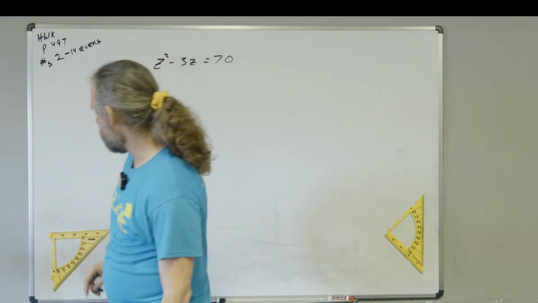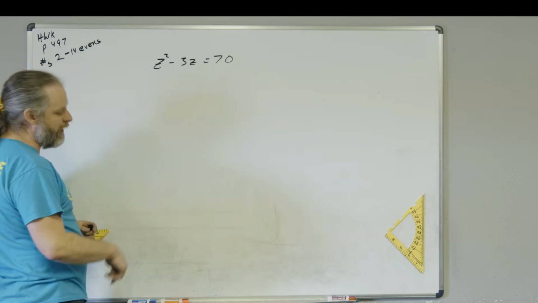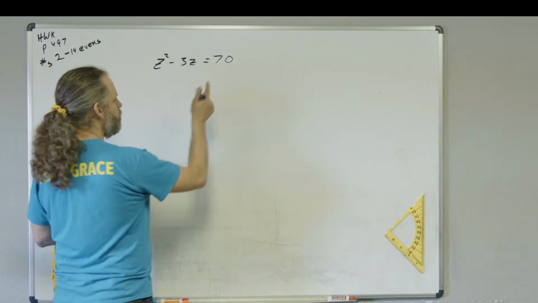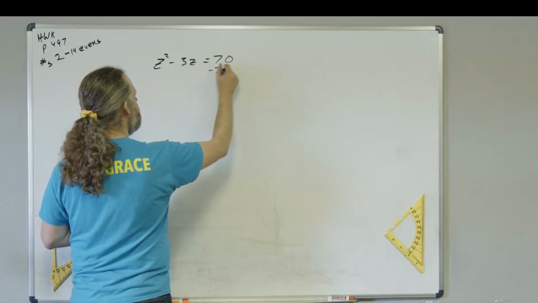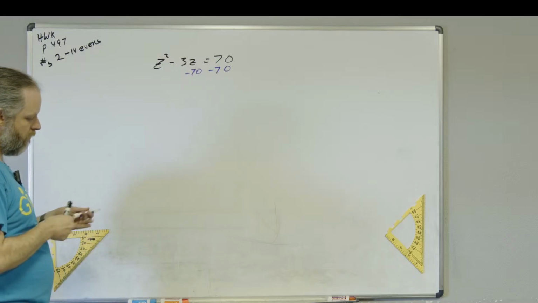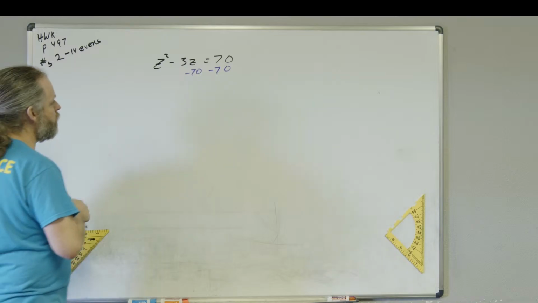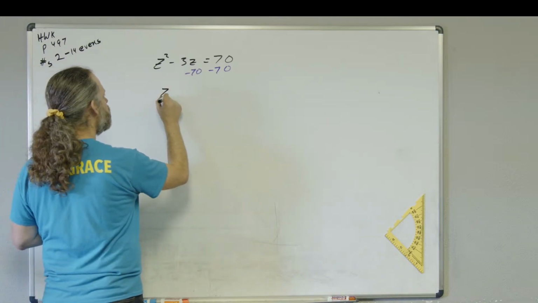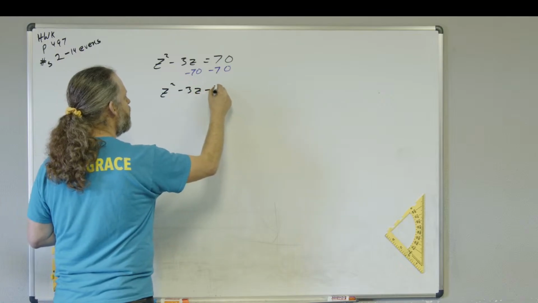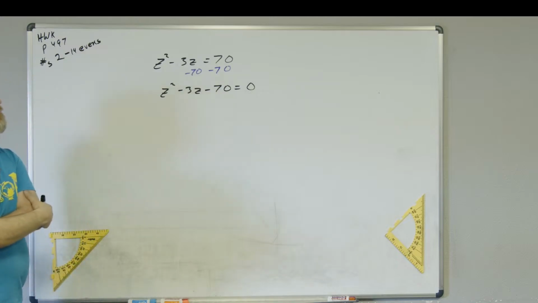So what do we need to do first? Yeah, how do you do that? Subtract 70 on both sides. Z squared minus 3z minus 70 equals 0. Now what?